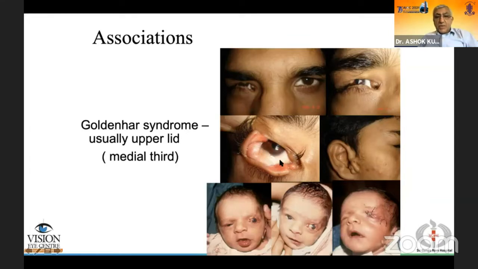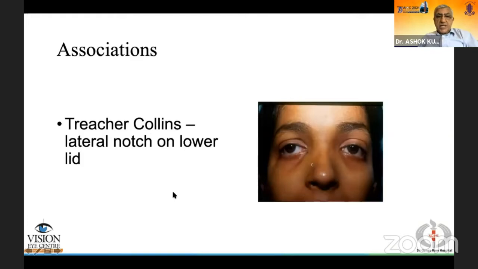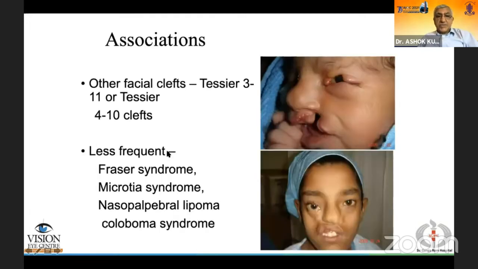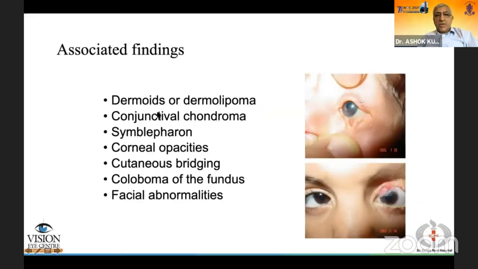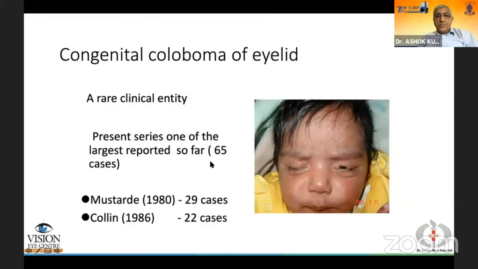Presence of limbal dermoids, temporal dermolipomas, upper lid colobomas, unilateral or bilateral, preauricular tags, and vertebral anomalies constituted the Goldenhar syndrome. Treacher-Collins with lower lid involvement as notches in the lower lid was the second commonest association. But as we said, facial clefts were common, and Fraser syndrome was another common association. We will look at our observations later. There are a number of other associations that are known.